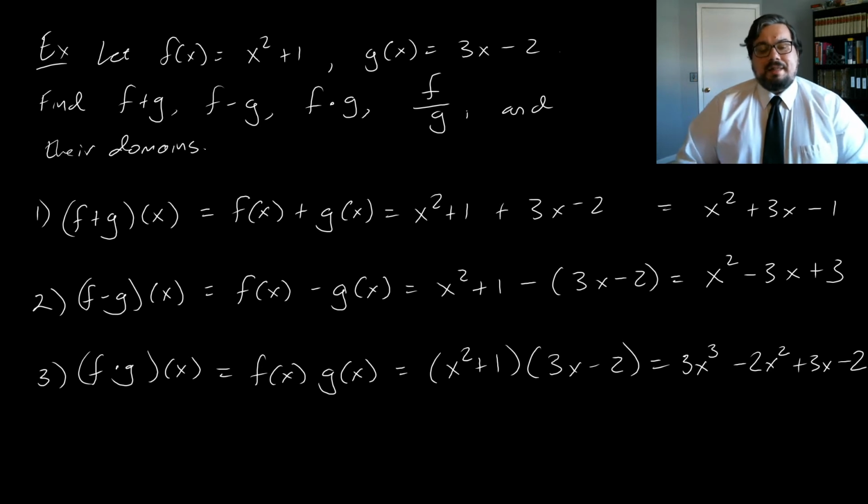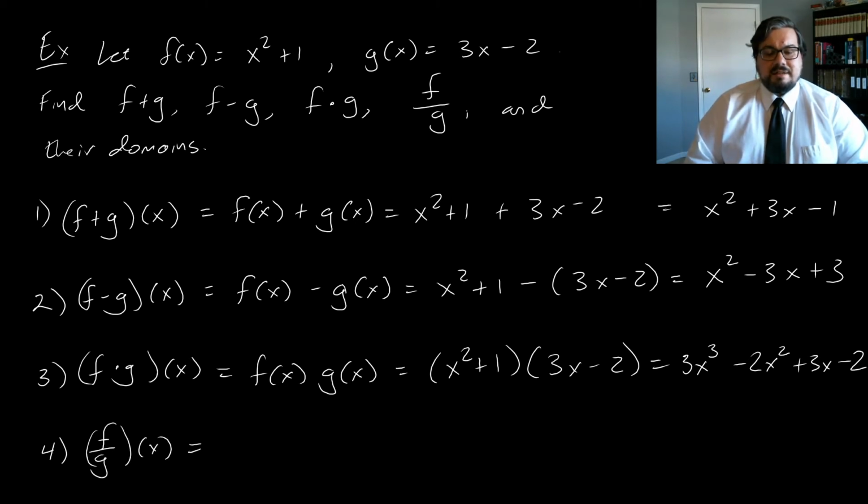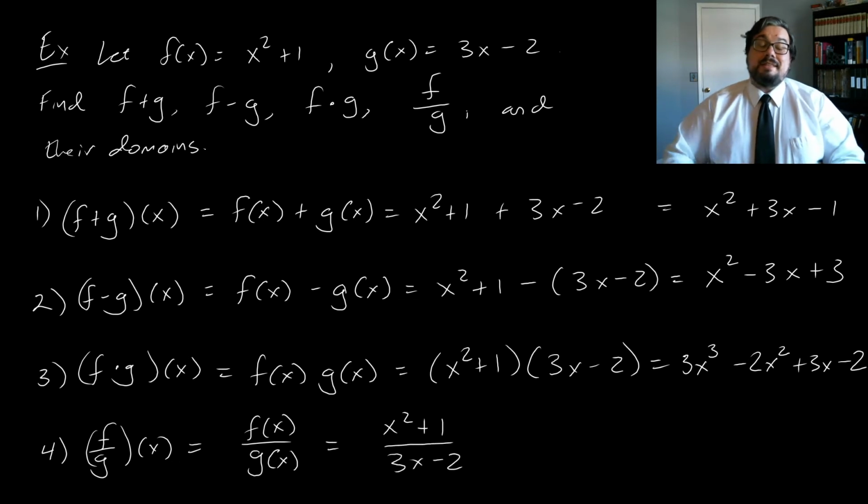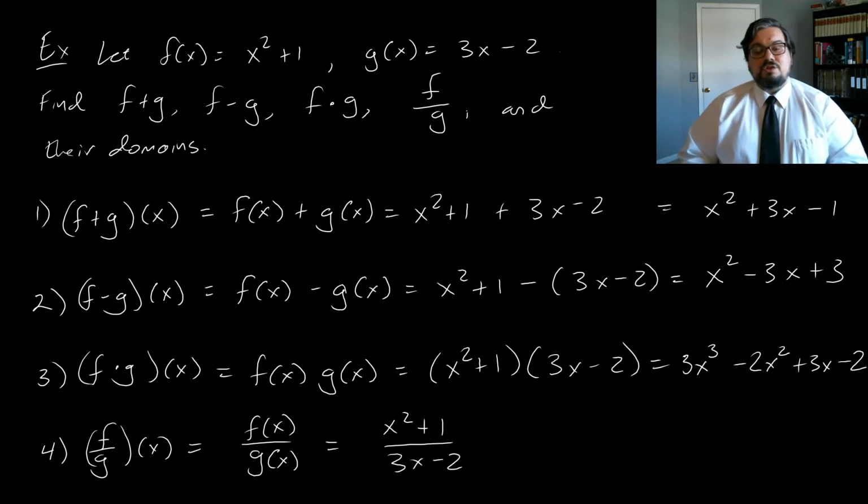Now, the next one is f over g of x, and that is defined to be just f of x over g of x, following the same pattern. And so that gives us x squared plus 1 over 3x minus 2, and there's really not a whole lot else we can do with that. So that's how we get the formulas for the 4 basic combinations of functions: the sum, difference, product, and quotient.